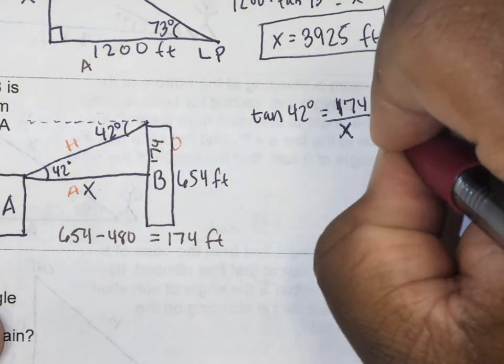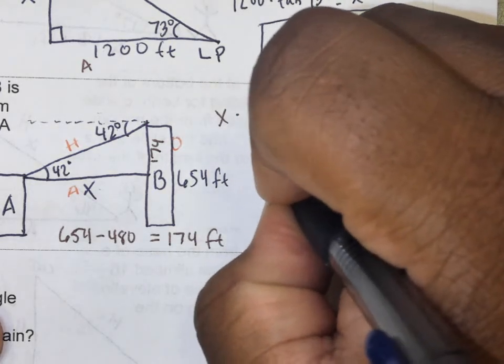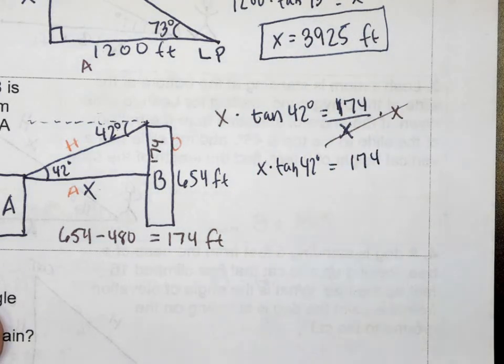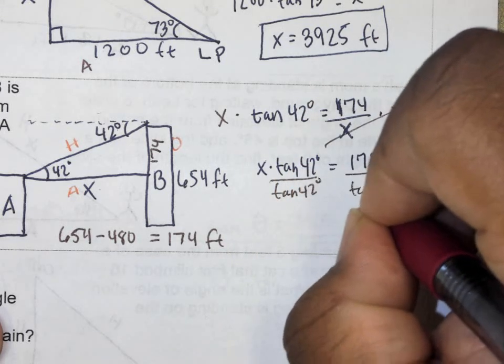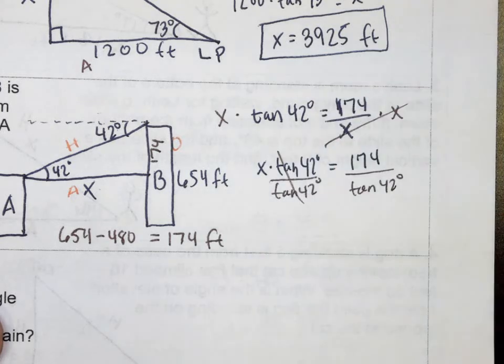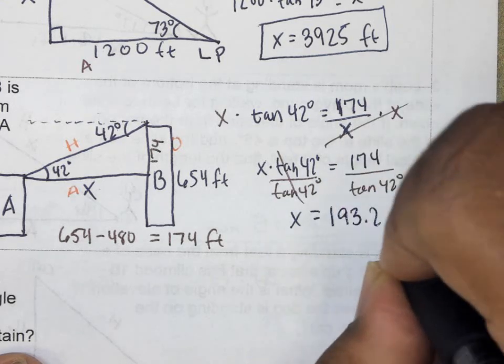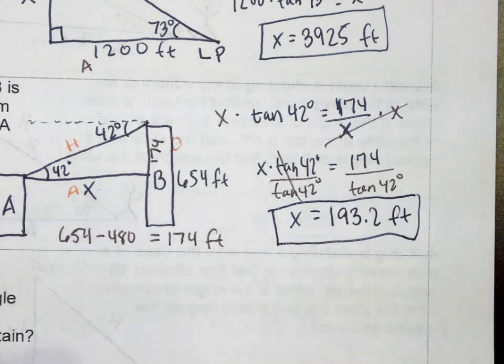Give me a sec. Let me set up first. Say it one more time. 193.2. This is feet. Thank you, sir. Bet. Appreciate it.